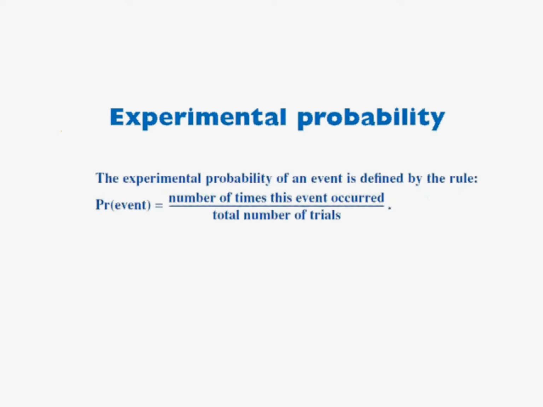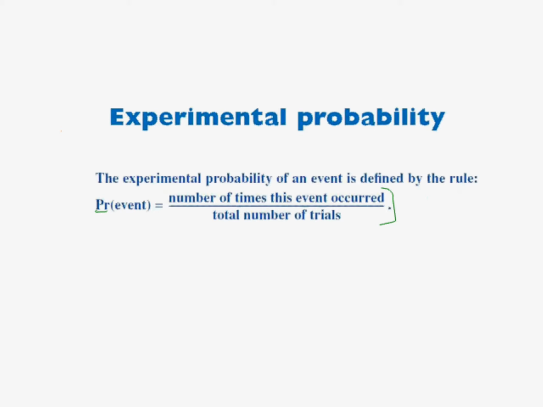So, experimental probability. Experimental probability of an event is defined by the following rule. The probability, which is this PR bit here, of an event can be whatever you're testing, whether you're looking for heads when you're flipping a coin, tails, etc. And then here we have a formula: the number of times the event occurred over the number of trials.